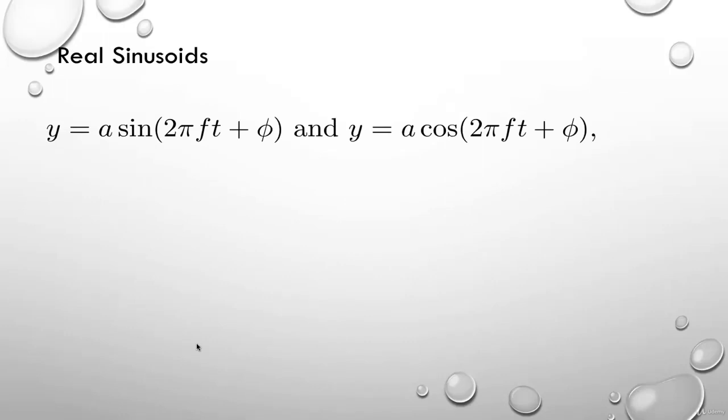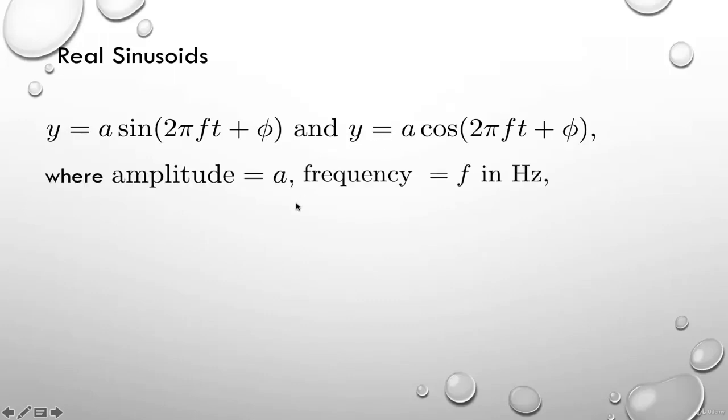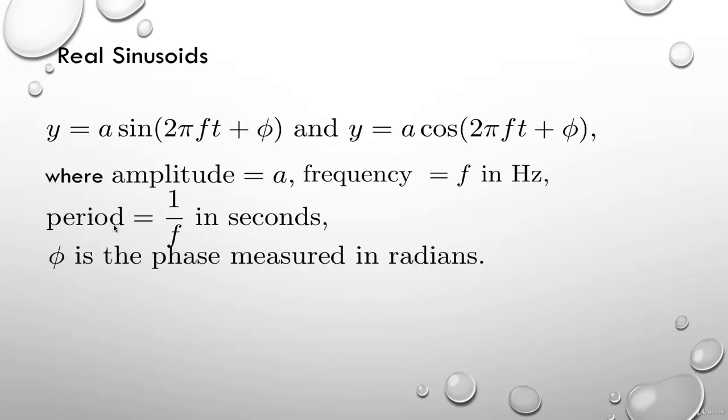In general, we usually write these sinusoids in this form. A is the amplitude, f is the frequency, and phi right here is the phase of the sinusoid, and the same thing for cosine. Again, A is amplitude, f is frequency in hertz, and the period is 1 over f. These are reciprocals. Phi is the phase measured in radians. If I plug in t equals 0, the phase is basically the angle at which the function starts.